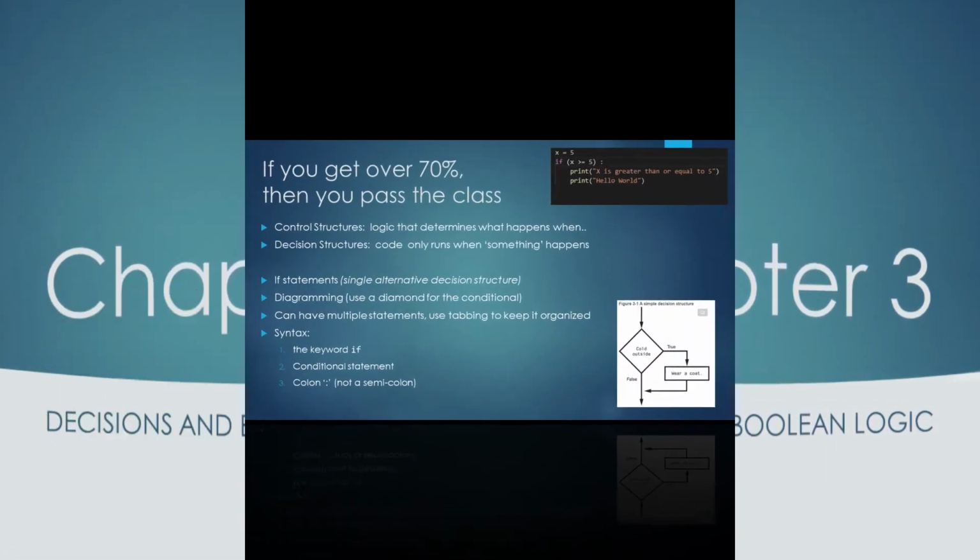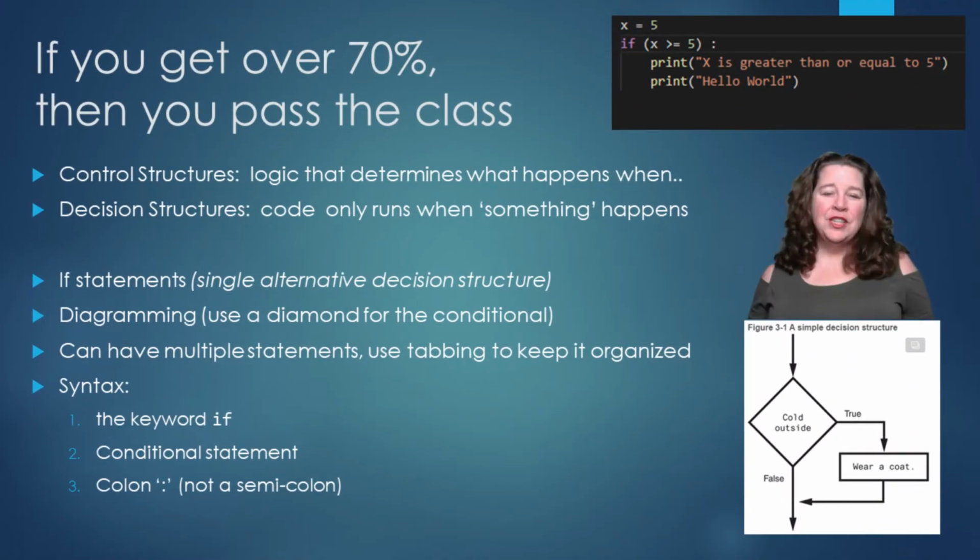Let's get started. The first thing we're going to talk about is decision making and control structures. So, basic question I want to ask you. If you get 70%, then you pass the class. Makes kind of sense, right? It's just logic. We understand this. We use logic like this every day. In programming, we use the same type of logic.